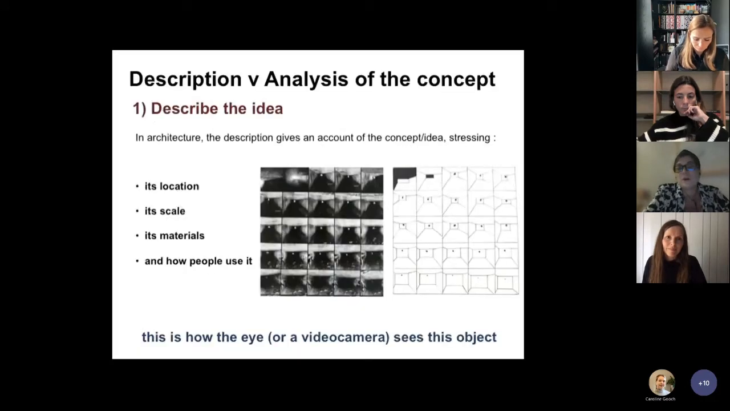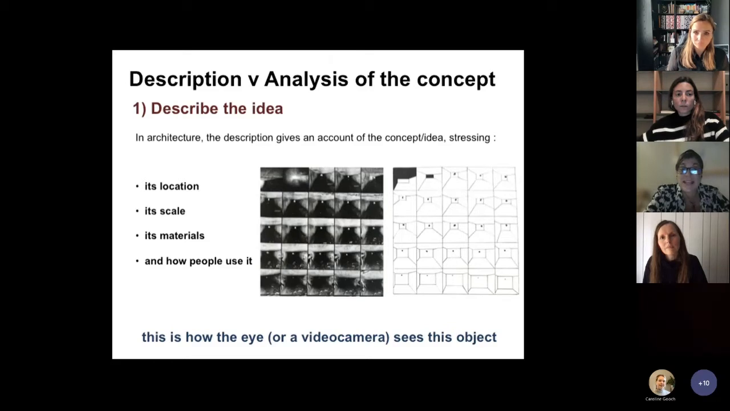So just to go through what the difference is between describing an idea and analysing an idea. When we describe an idea or a concept in architecture, we need to basically document how the eye or a video camera sees this object. So we will need to closely observe this idea or object. We will need to draw it and measure it, understand its properties and its proportions, its materiality, its material qualities, and how it's used. Where do we see it?